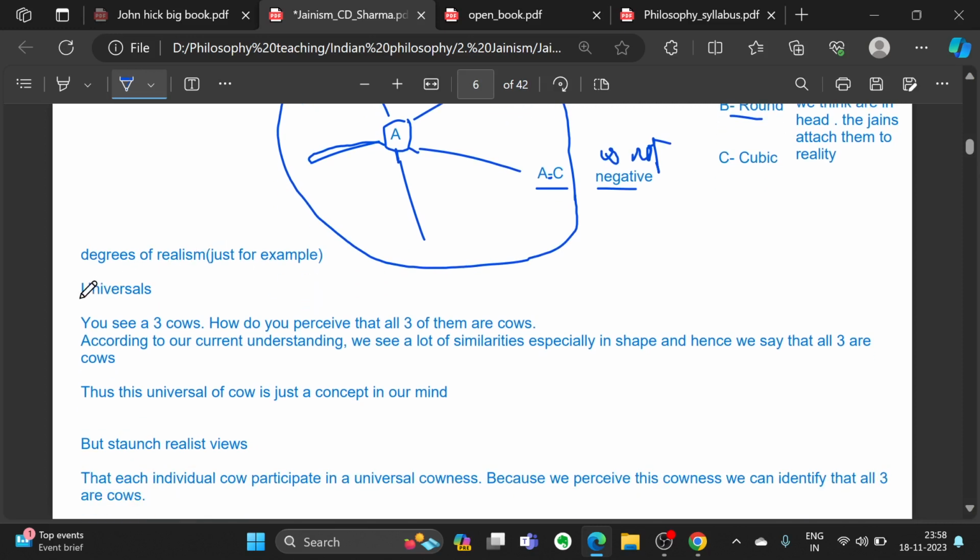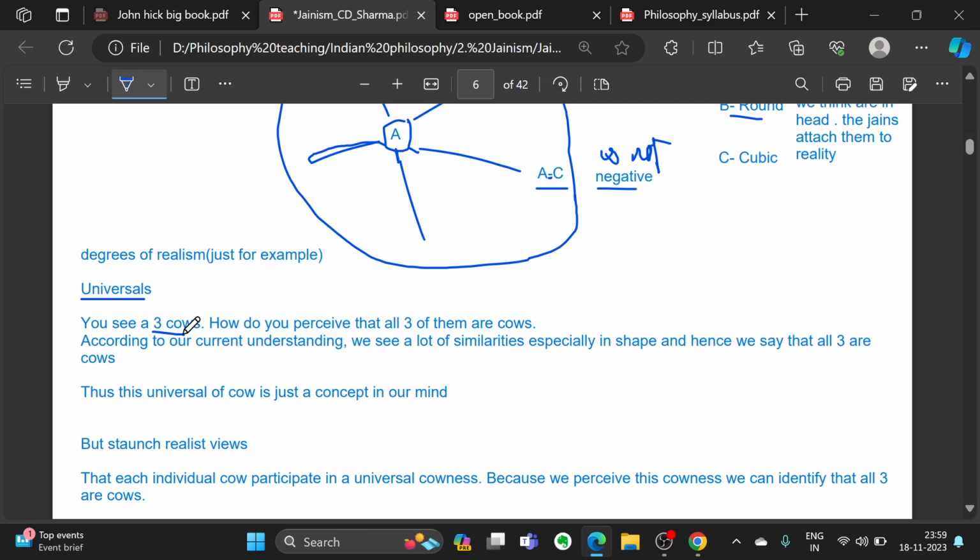Let's look at a technical example of universals. Okay, so what are these universals? Let's see. Consider you have three cows. Each cow is an individual and each cow has something different from the other. Some cows must be bigger, some smaller, some must have white fur, some brown fur. Some of the cows are spotted, some are taller. So each cow is different. But when we see three cows, even though they have a lot of differences, we can still classify them under one class, that is the class of cow.